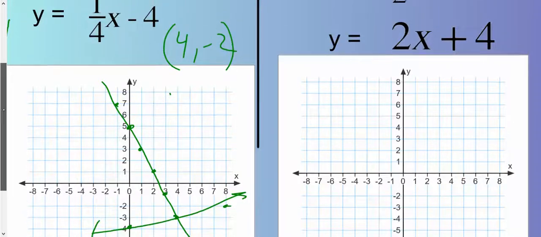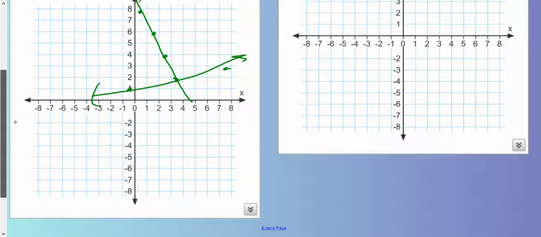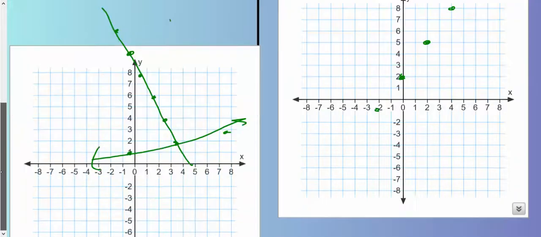All right, here's another example I can do for you guys. y equals 3 halves x plus 2. We're going to start here at 2 and go up 3 over 2. So up 3 spaces, over 2. Or down 3 spaces, backwards 2. So you may need to go up or down. Just keep that in mind.